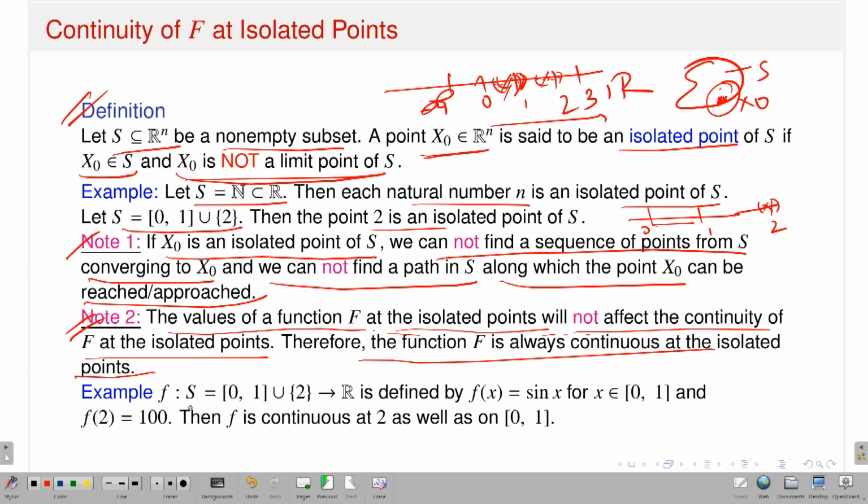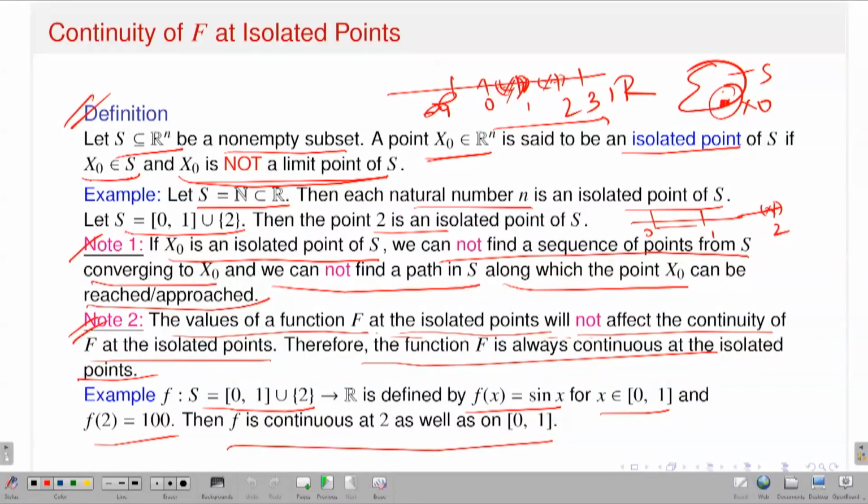Example: if I have a set S consisting of the closed interval 0, 1 together with the point 2, then 2 is an isolated point. Let us define f of x equal to sin x for x from 0 to 1, and define f of 2 to be 100. Then f is continuous at 2 as well, because you cannot have any sequence from the set S which converges to 2 except the constant sequence at the point 2, and the value of the function at 2 is defined. Therefore, my function is continuous. Okay, so I think I should stop here.